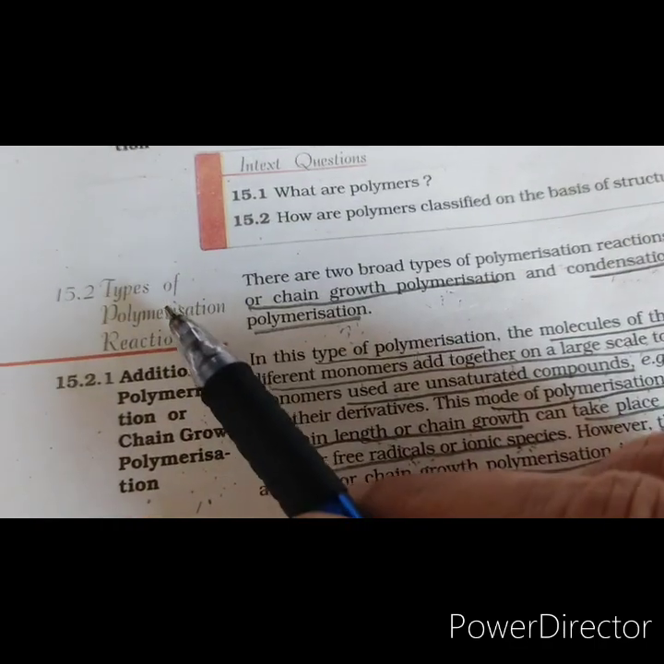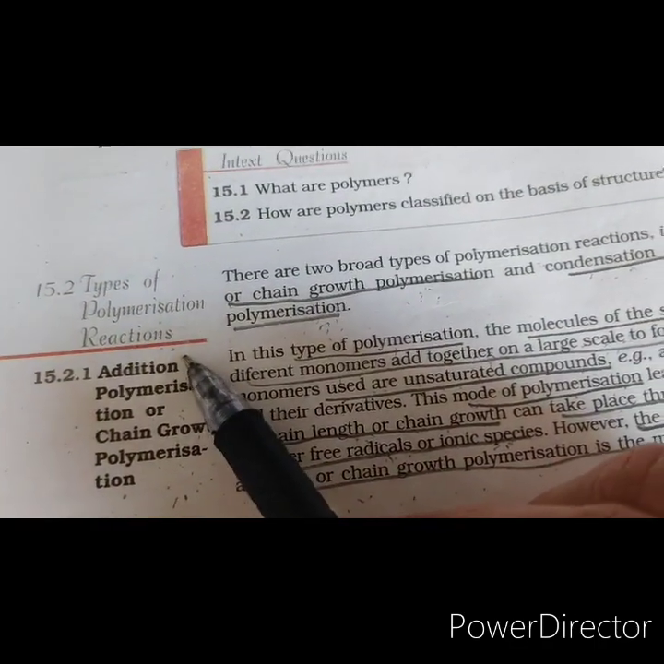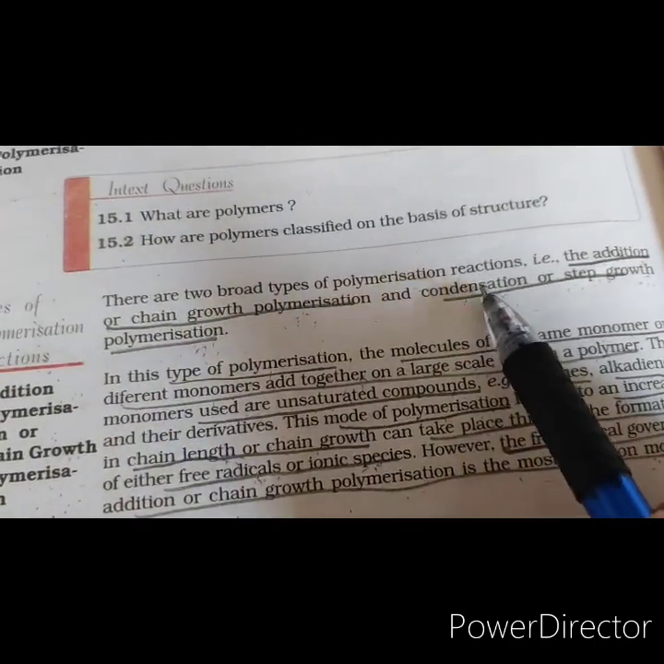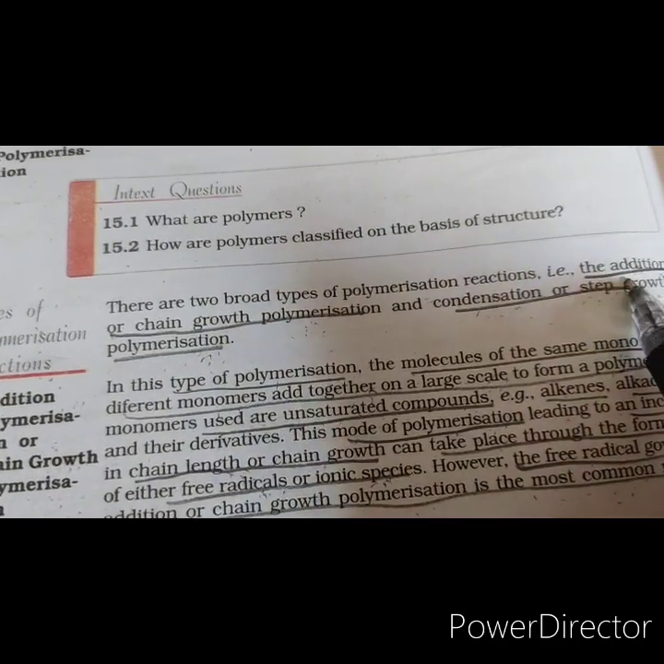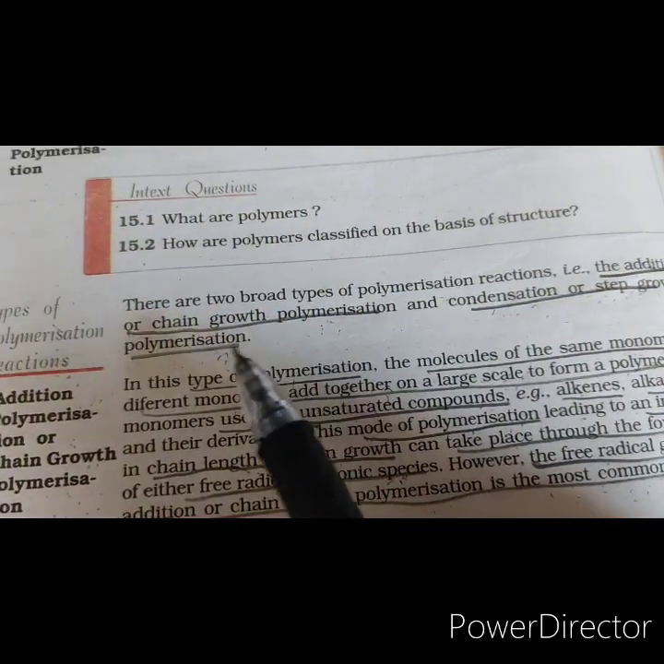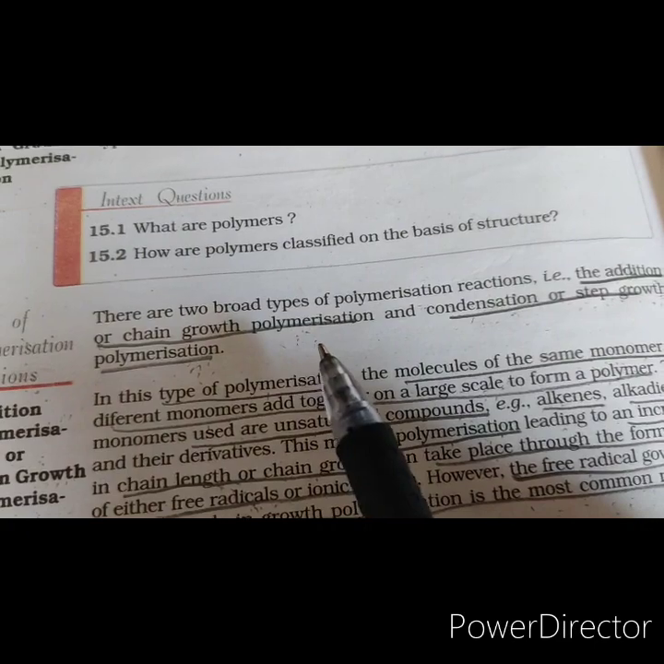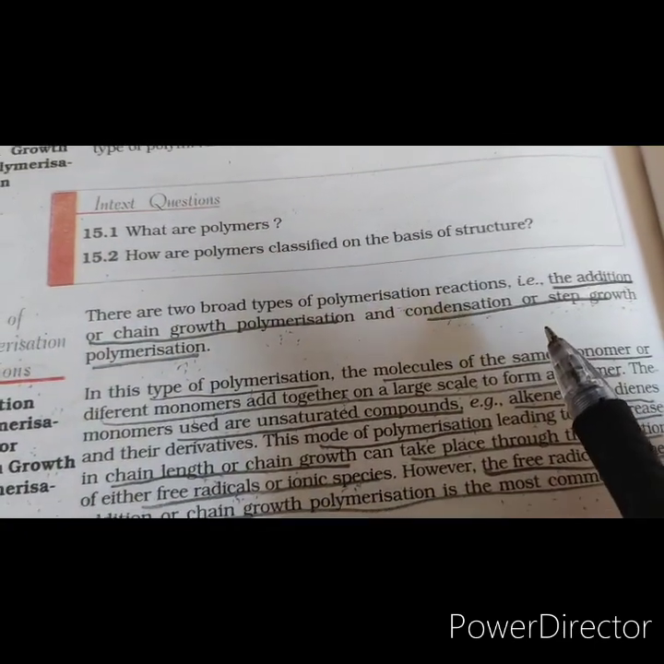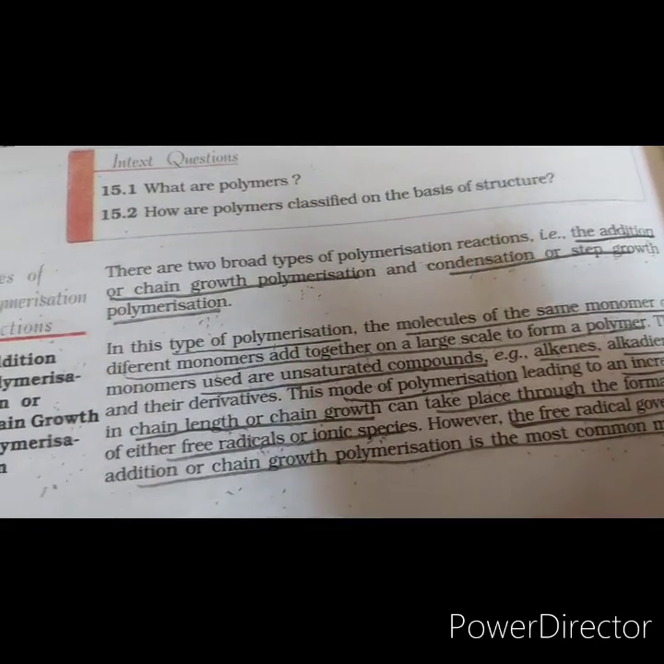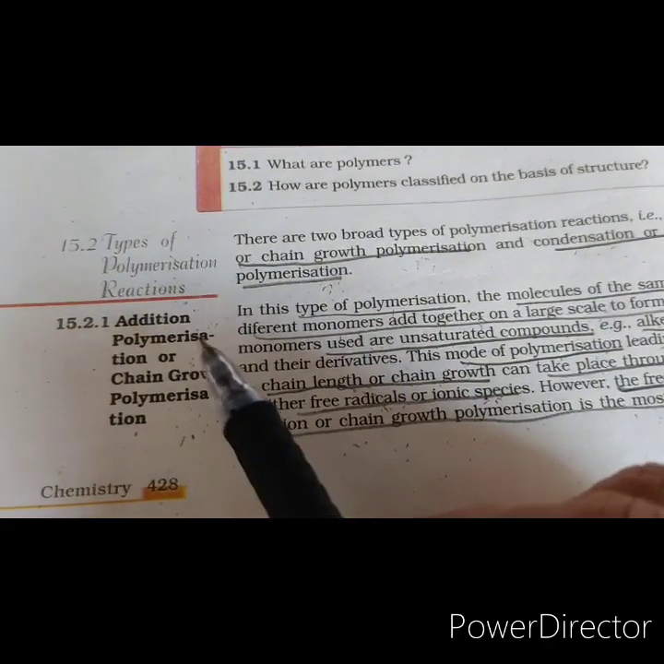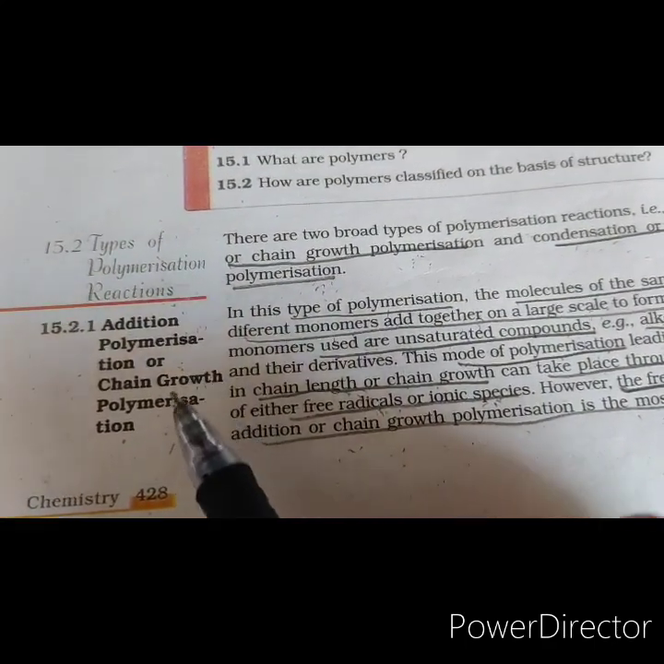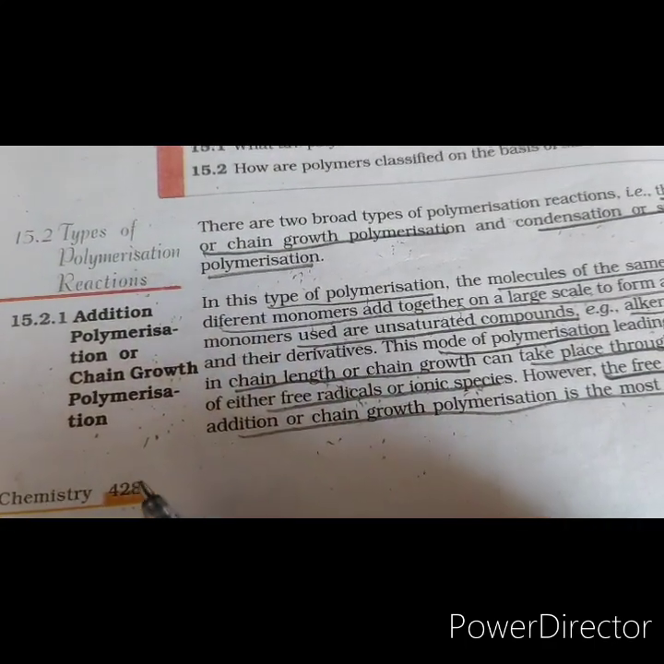Let's discuss the types of polymerization reactions. There are two types of polymerization reaction. The addition polymerization, also known as chain growth polymerization. Condensation polymerization, also known as step growth polymerization. Let's first discuss addition polymerization or chain growth polymerization.